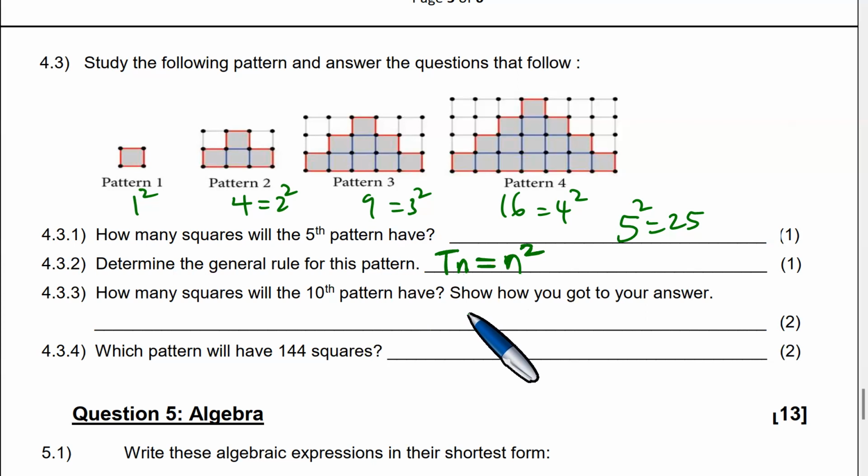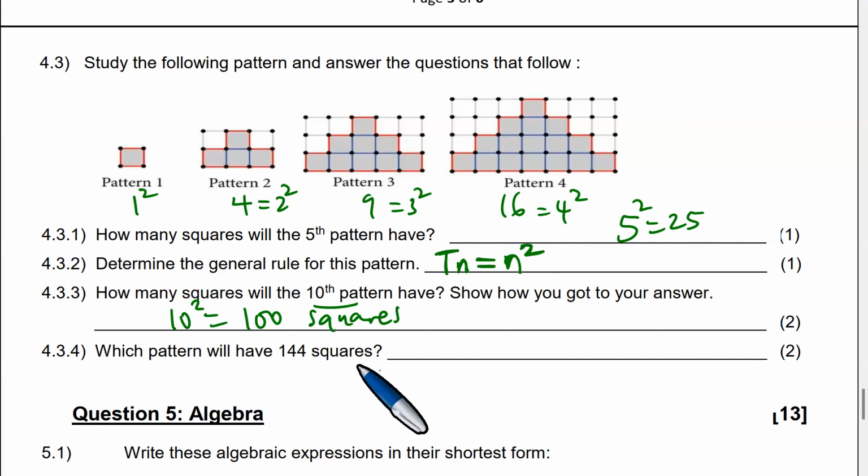Okay. How many squares will the 10th pattern have? Show how you got your answer. The 10th pattern, how many squares will it have? So 100. Yeah, because it's the 10th pattern, it's going to be 10 squared. 10 times 10 is what? It's 100.